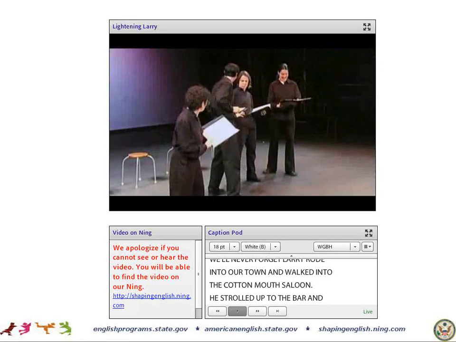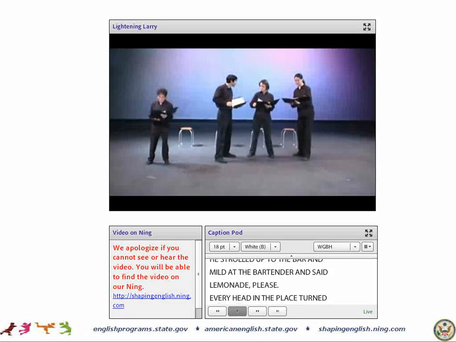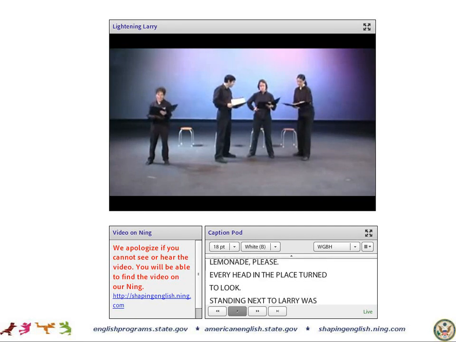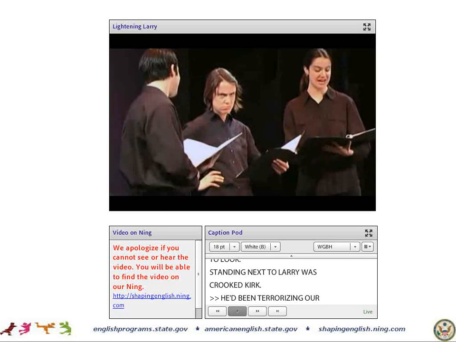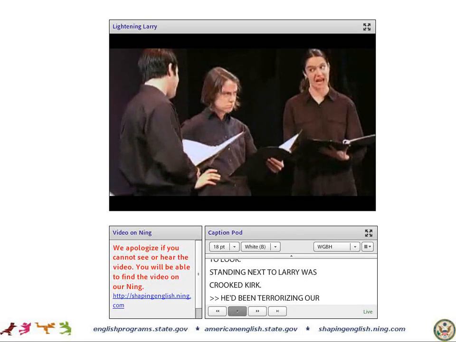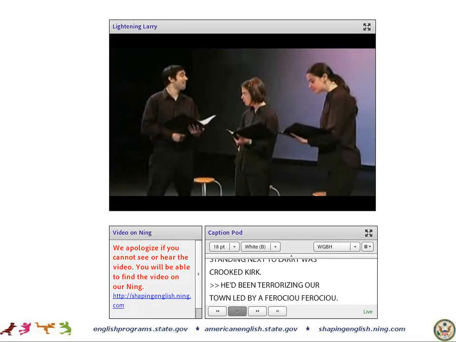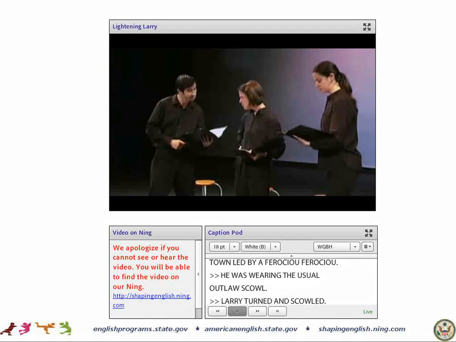Now, standing next to Larry at the bar was Crooked Kurt. Kurt was part of a band of thieves and rustlers who'd been terrorizing our town, led by a ferocious outlaw named Evil Eye McNeil. Kurt was wearing the usual outlaw scowl. Larry turned to him and smiled. "My, that's a big frown you got there, mister." "What's it to you?" The rest of us got out of the way real fast.